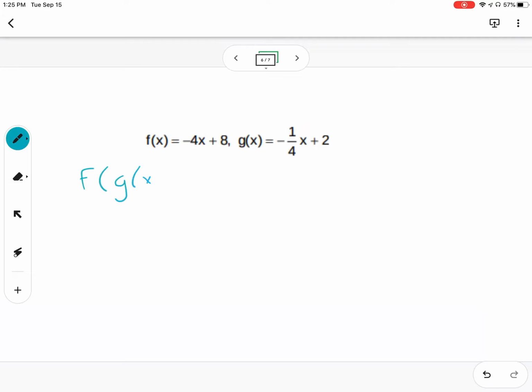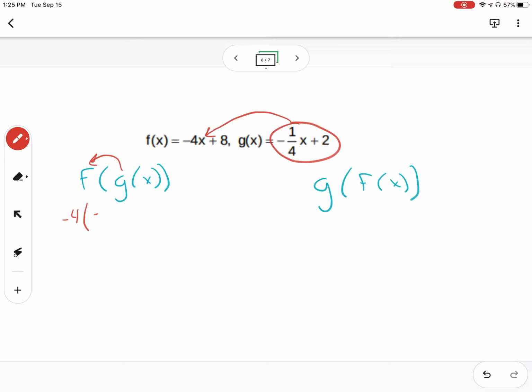Here's our first. First find f of g, then find g of f. For f of g, we're going to put g into f. So negative 4 times (negative 1/4 x plus 2) plus 8. We distribute the negative 4, and that cancels out. So x minus 8 plus 8 gives us x. So that one worked.